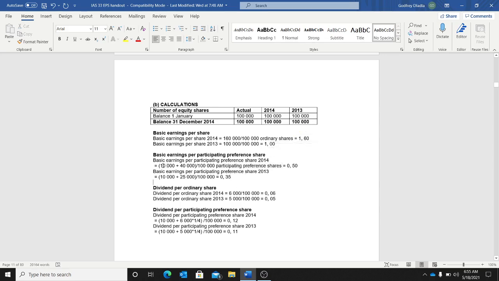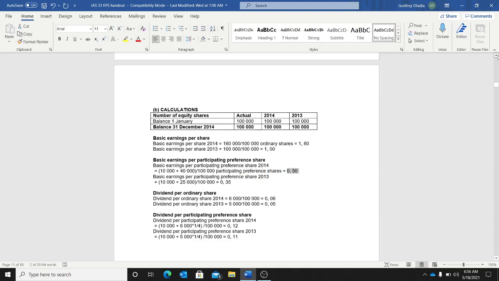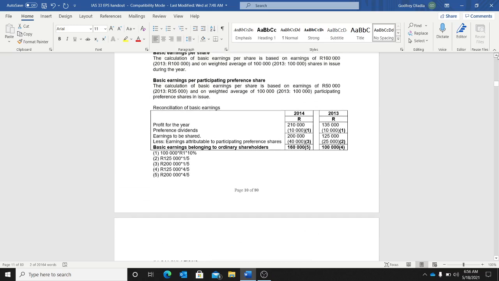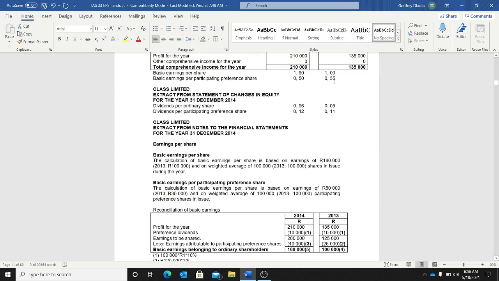So now, like I said, 10,000 plus 40,000 divided by 100,000, and 10,000 plus 25,000 divided by 100,000. That gives us the basic earnings per participating share, which is that amount and that amount. So we push them up again here. We disclose them here. Here they are. And we also now specify how it was calculated.